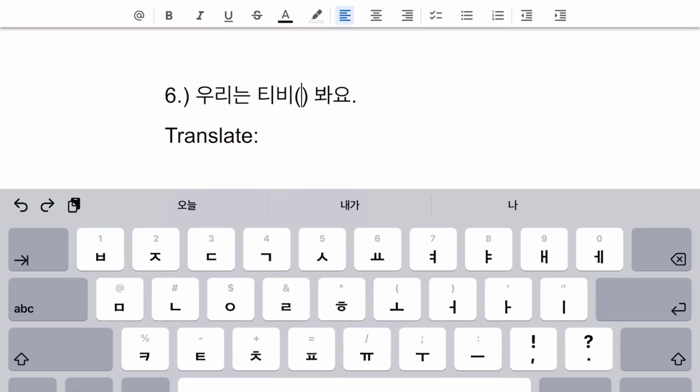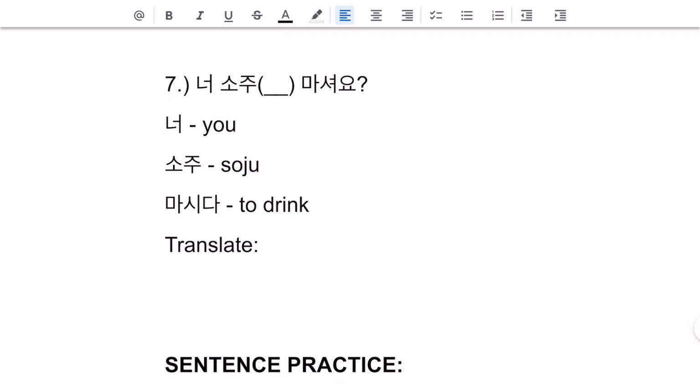Well, I guess we know our object, but which one do we use? 를 or 을? 를. TV를 봐요. Okay, and number 7. 너 소주 마셔요? So this one's a question.